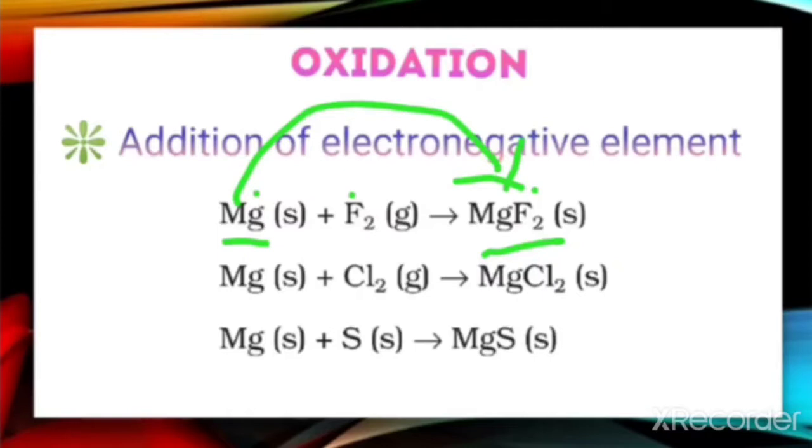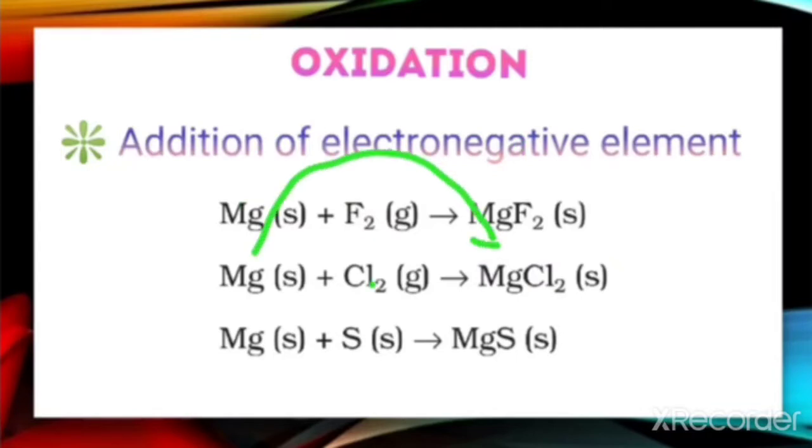That means from reactant to the product side, what is actually happening here? Addition of electronegative element is taking place. In the second example also you can see magnesium from reactant to the product side. What is happening here? Addition of chlorine is taking place. That is also an electronegative element compared to magnesium. Similarly in this third equation also we can say that there is addition of electronegative element. So oxidation can also be defined as the reaction in which there is addition of electronegative element. That is called oxidation.